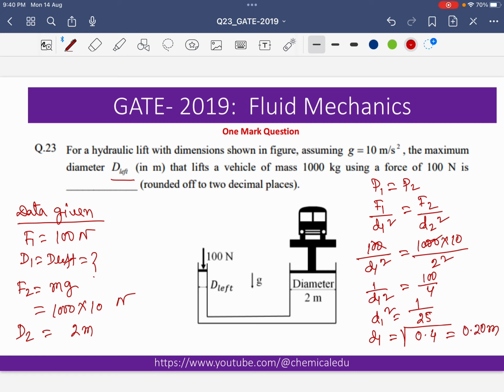So the answer, D left, will be 0.20 meter. That is the answer. The diameter is 0.20 meter. That's it. Thank you.